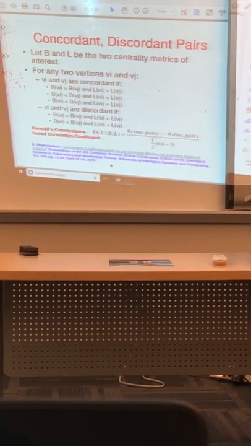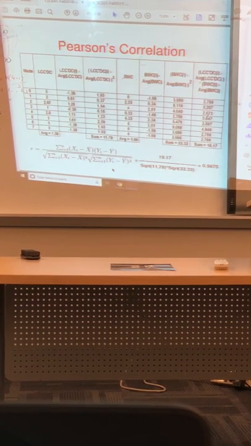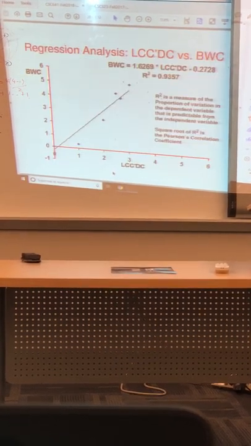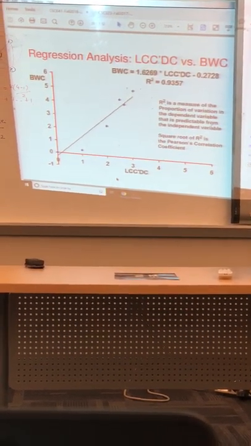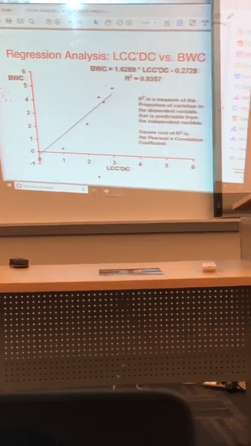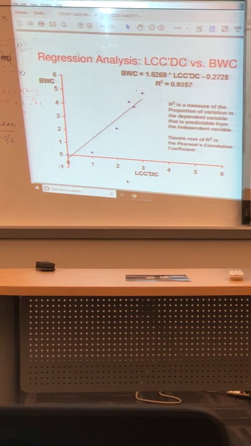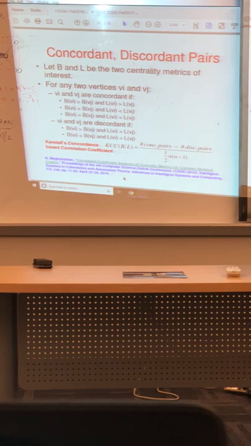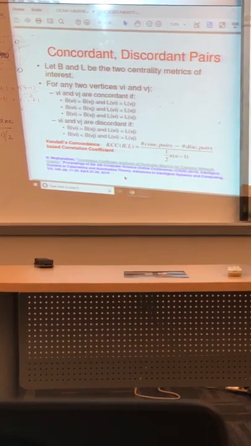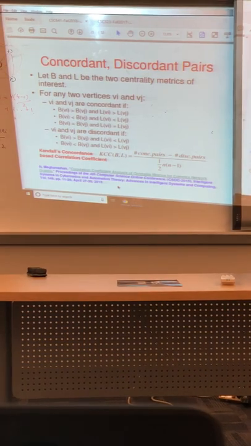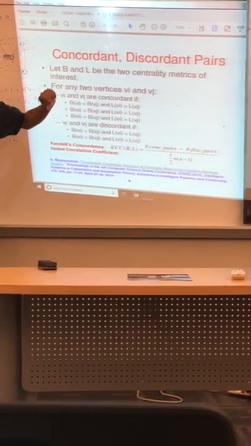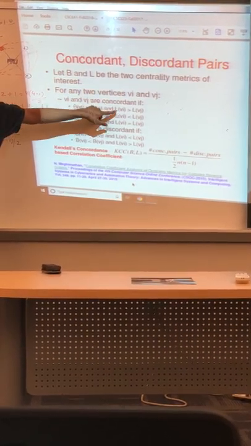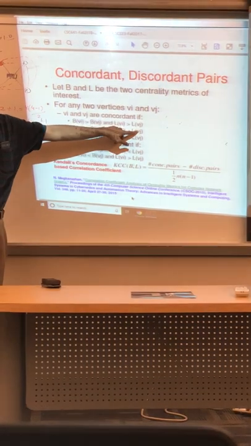Next time we'll see that it's not just the rank-based correlation. We can also do what's called the Pearson's correlation, which means trying to predict the actual values of betweenness based on the LCC prime DC values. And you can also do what is called concordance-based correlation. What it means is picking any two vertices, say Vi and Vj: if the betweenness of Vi is greater than the betweenness of Vj, is the LCC prime of Vi also greater than LCC prime of Vj?